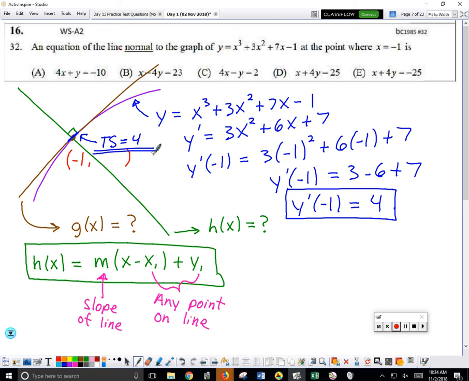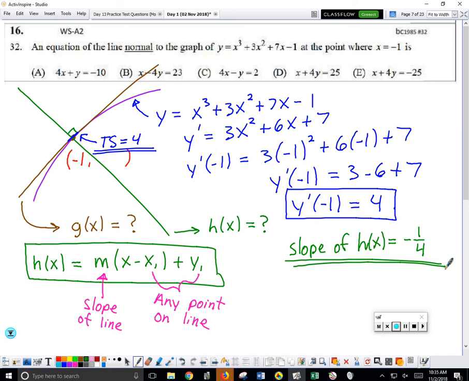So the slope of h only has one slope. It's a line. So slope of h is going to equal, this is 4 over 1. We take the reciprocal and we make it negative. That's the slope of h. If the tangent slope is 4, then the perpendicular slope is -1 over 4.